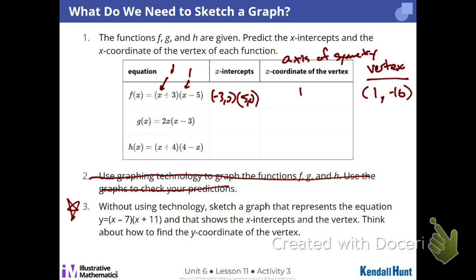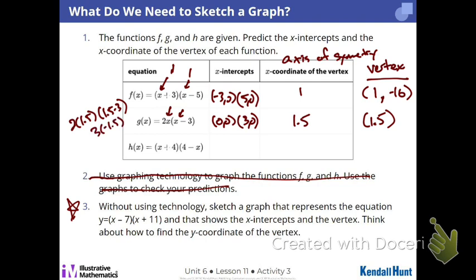The second one. The first is 0. What could I make that x to make the whole thing 0? 0. And I could make that x 3. What's halfway between those? 1.5. And if I put 1.5 into this function, I get 2 times 1.5 times 1.5 minus 3. That's 3 times -1.5, or -4.5.